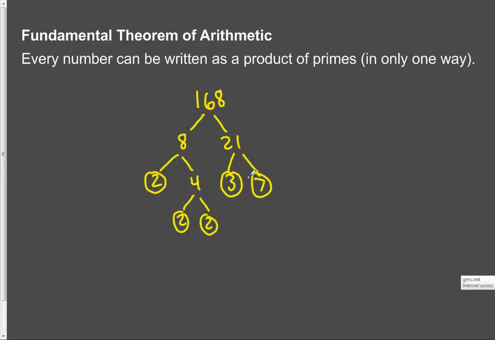So we can't go any further breaking down these bottom numbers, and they are all primes already, so we're done. So 168 is 2 times 2 times 2 times 3 times 7. So that is 168's prime factorization. And again, this is the only collection of primes that will multiply up to 168. That's not immediately obvious, but it turns out to be true.